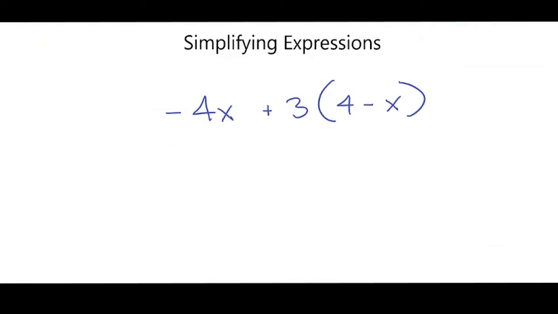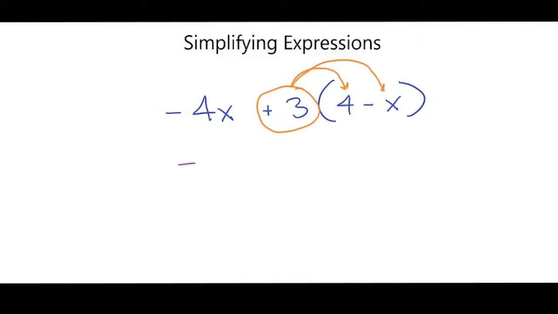So here I have negative 4x plus 3 times 4 minus x in parentheses. So the first thing I need to do is get rid of my parentheses by doing the distributive property. So I will multiply that plus 3 times the 4, and then the plus 3 times the minus x.